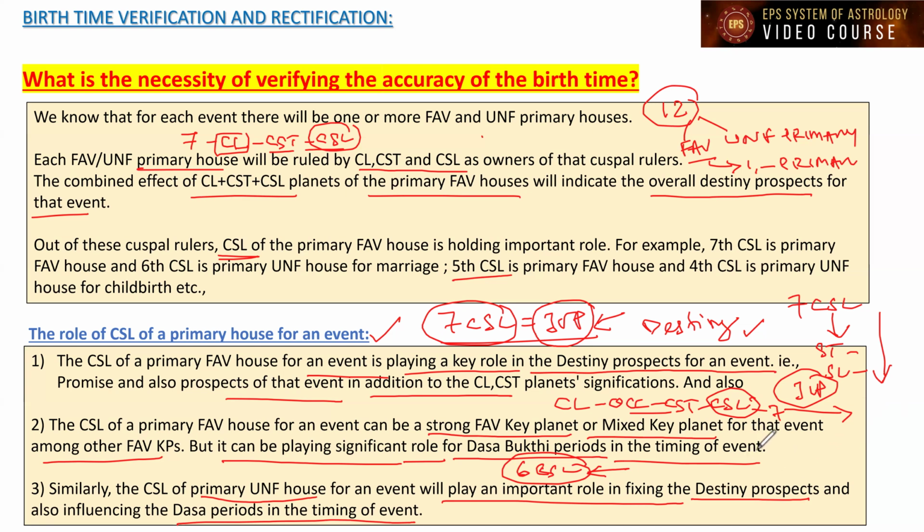So the cuspal sublord of the primary house, whether favorable or unfavorable, plays a key role in the destiny prospects of the particular event, and also in the dasa bhukti period significations and in the timing of the event. So the cuspal sublord plays an important role in that. Now let us see how it is working.